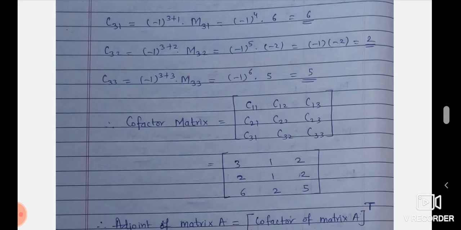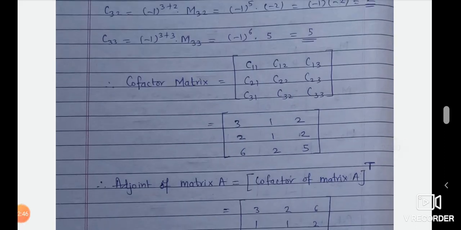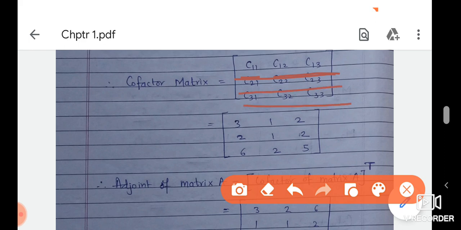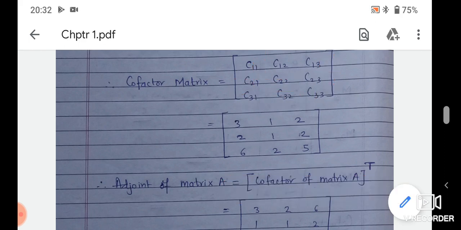While writing the cofactors, write them very properly. The first number denotes the row number and the second denotes the column number. So all the elements in the first row start with C1: C11, C12, C13. Second row, first elements are all 2. Third row, all are 3. You can check column-wise also. The second number is always 1 for the first column, 2 for the second, and 3 for the third column. So don't make any mistake while writing this.